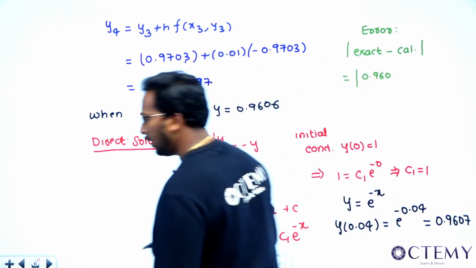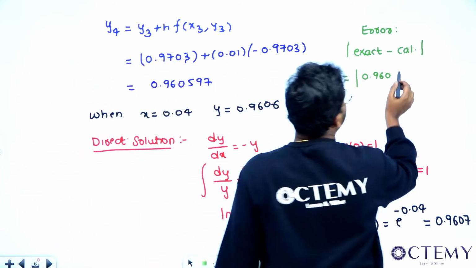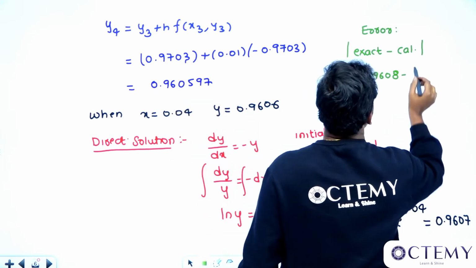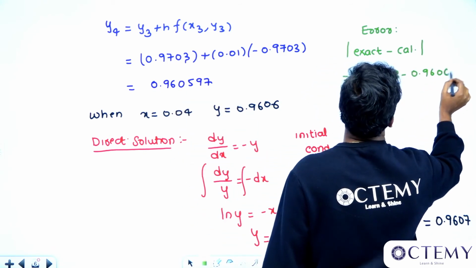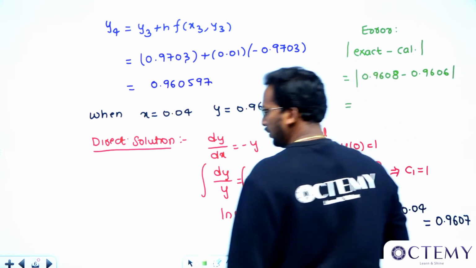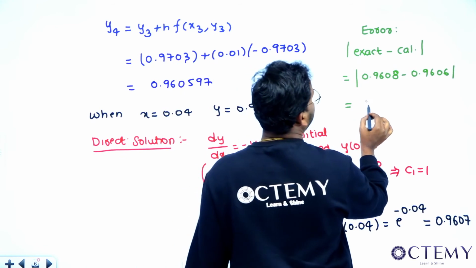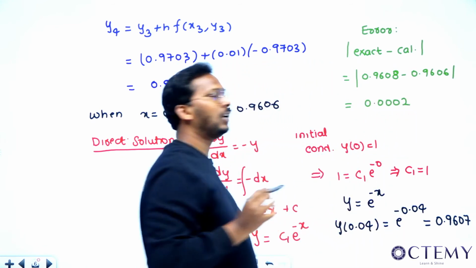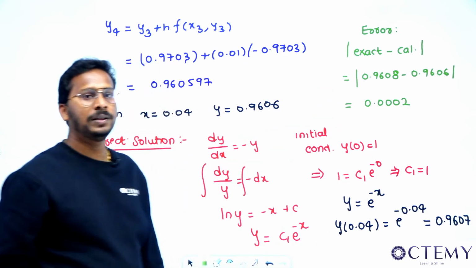0.960. If I tell you the exact value, 96789 is there, sir. So I can write it as 0.9606. So what is the error which you are getting? There is 0.0002. So it would be how much, sir? It will be 0.02% error that will be there.